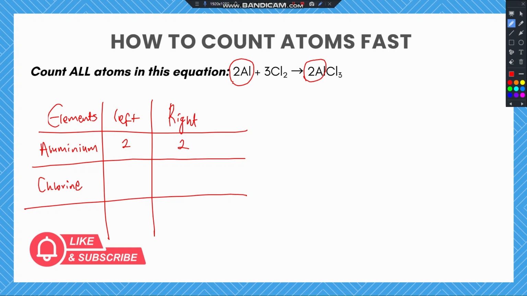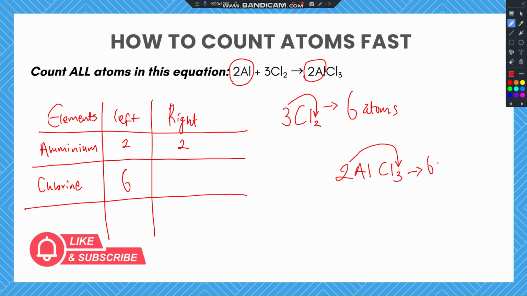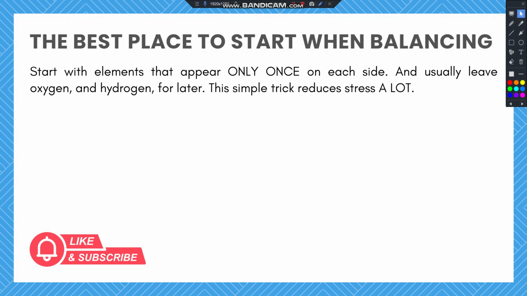How about for chlorine? You can see chlorine Cl2 with a coefficient of 3. So that 3 multiplies these 2 to yield 6 atoms on the left. How about on the right? Well, on the right we have chlorine inside this compound, 2AlCl3. This coefficient of 2 also affects this 3, which gives us 6 atoms. 2 times 3 gives us 6. So we have 6 on both sides. So the counting skill has showed us that this chemical equation is balanced because all elements are equal on both sides.